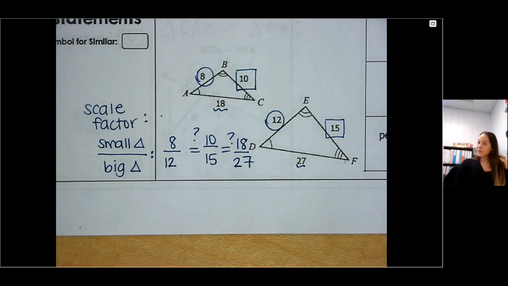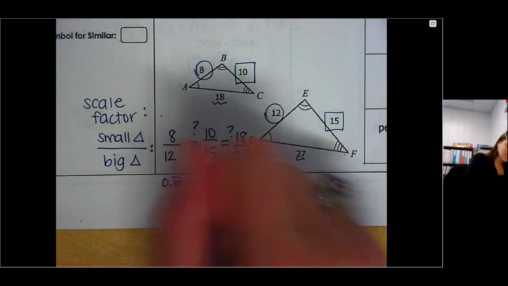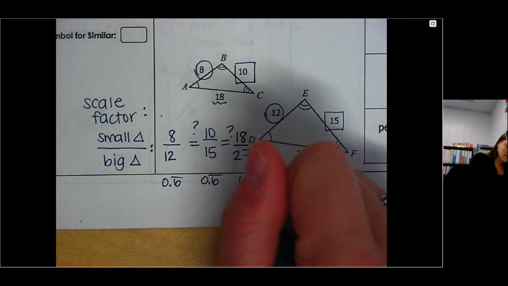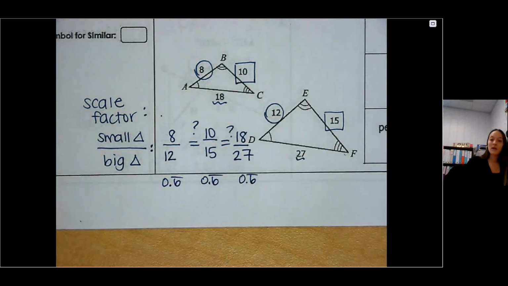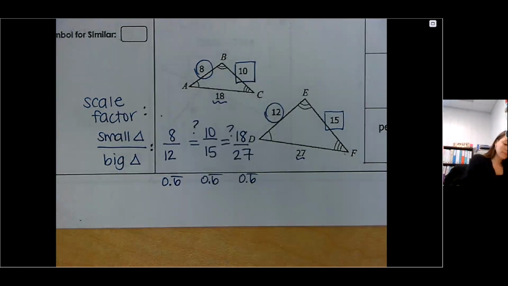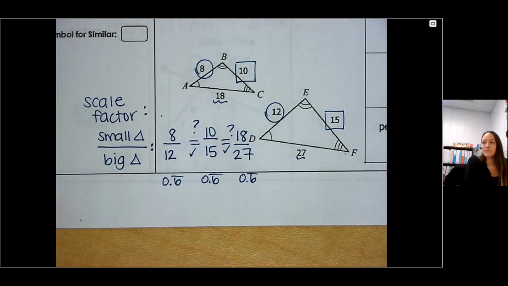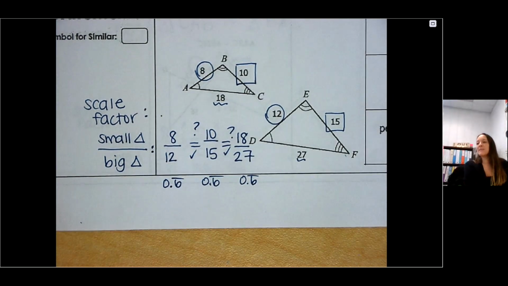All right, what did you notice? They all equal the same thing. All of them are 0.6 repeating. I did do all three of them. I put 0.6 repeating. The little line on top means it's repeating. It goes on forever, so you don't have to write it out a bunch of times.